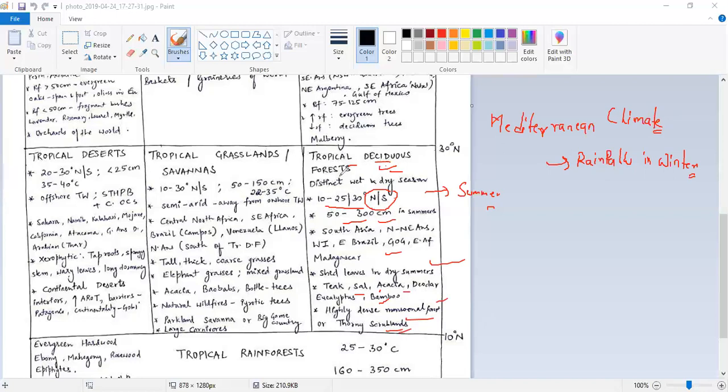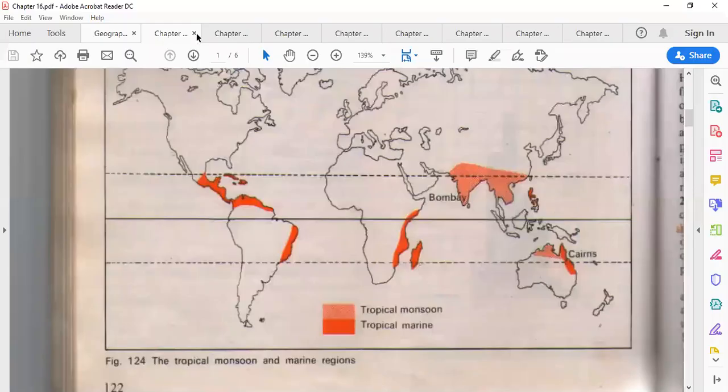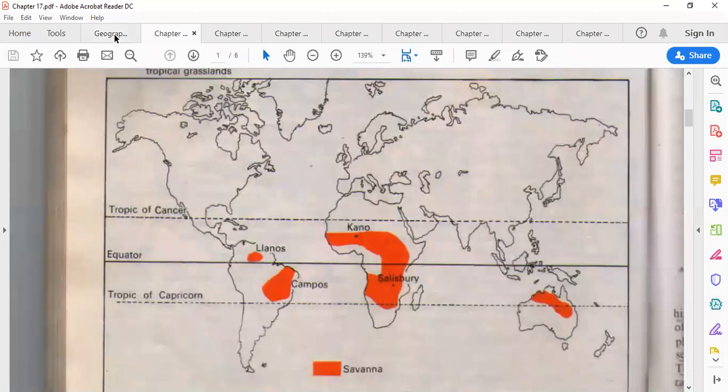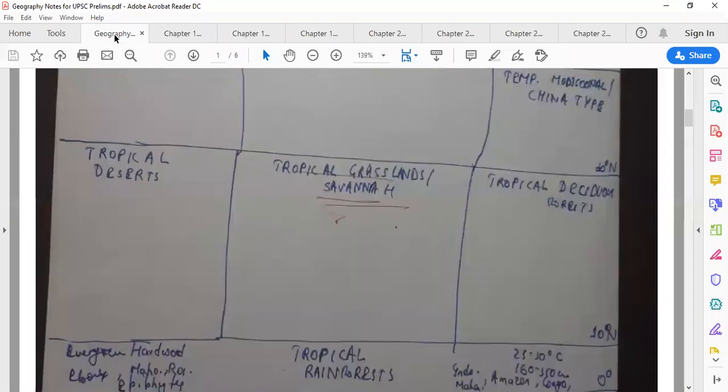Let's move on, and let's again go back to the central latitude. So we have talked about tropical monsoon and marine. So this central latitude, between 10 degree to 30 degree north as well as south, this is the region. 10 degree to 30 degree north as well as south will be having tropical grasslands or savanna, which is also called Sudan climate. And what happens in Sudan climate?